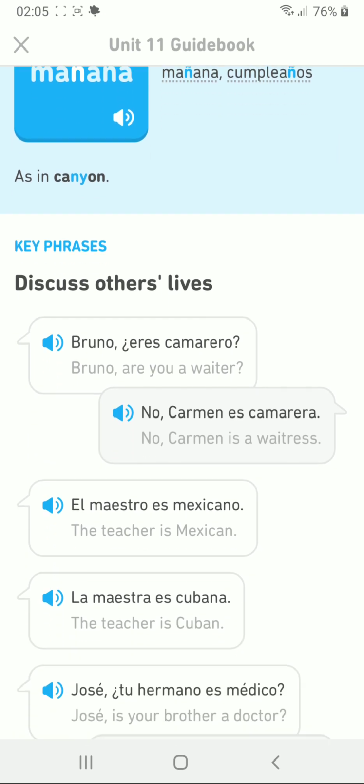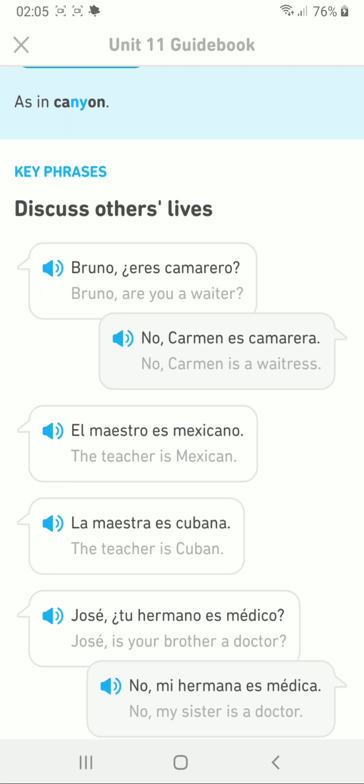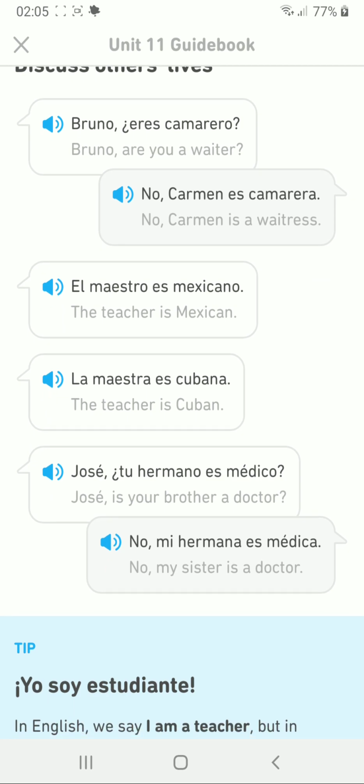España also. Discuss others' lives. So Bruno, eres camarero. Camarero is waiter. No, Carmen es camarera. So yo no soy camarero, pero Carmen es camarera. El maestro es mexicano, and la maestra es cubana. José, tu hermano, es médico. Here we see a lot of professions as well: camarero, maestro, médico. No, mi hermana es médica.